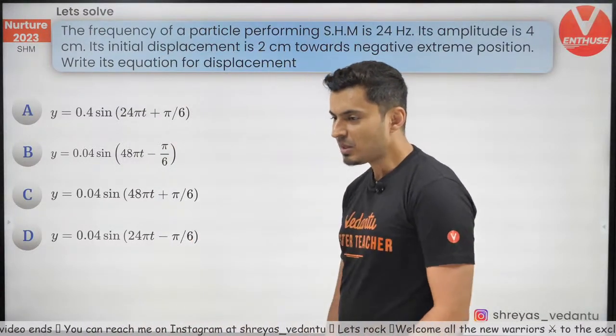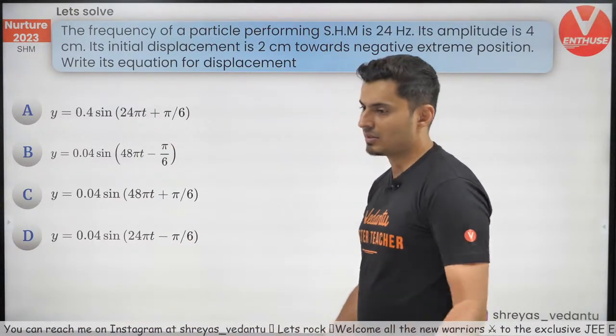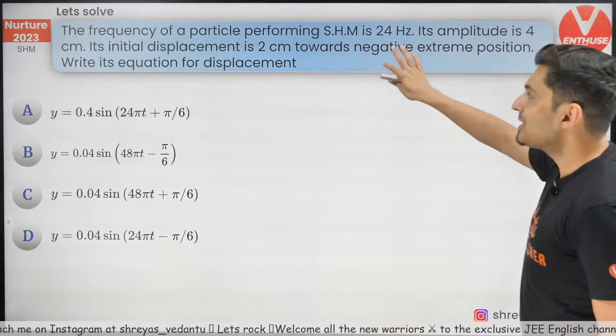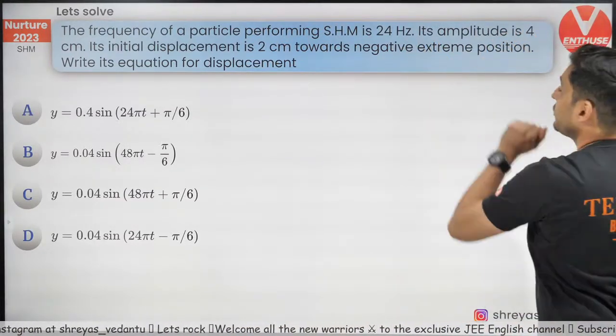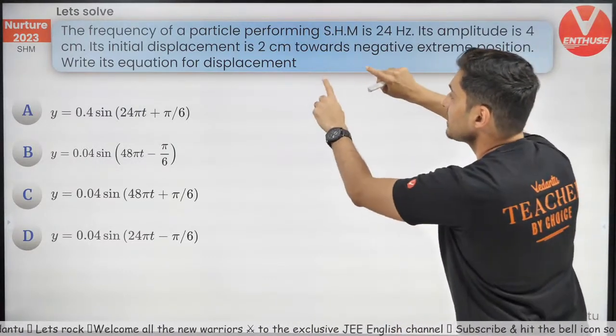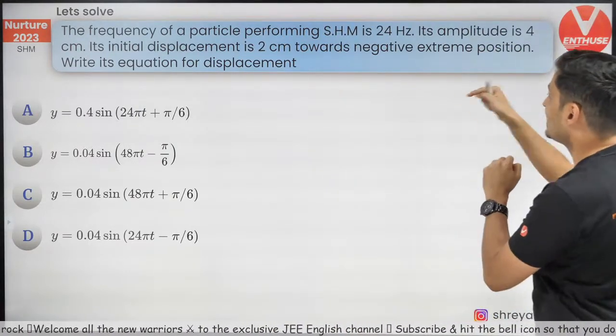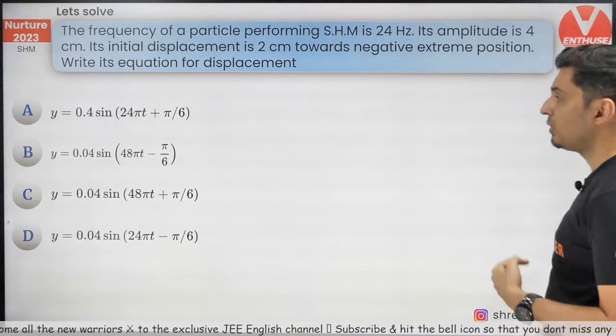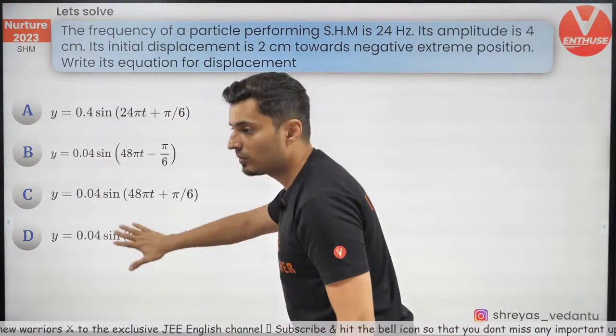Perfecto. Pranesh, we don't know that yet because it's not even started. Frequency of a particle is 24 Hertz. Amplitude is 4 centimeters. Initial displacement is 2 centimeters towards the negative side. Write the equation for displacement. Only one of them is correct.